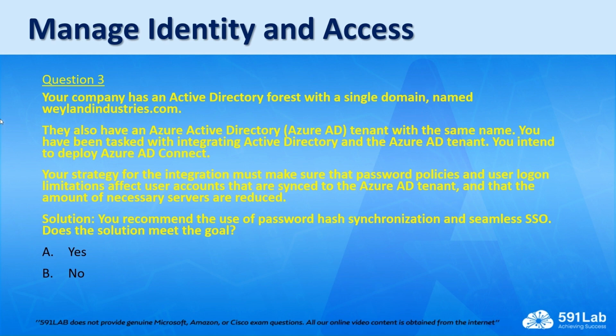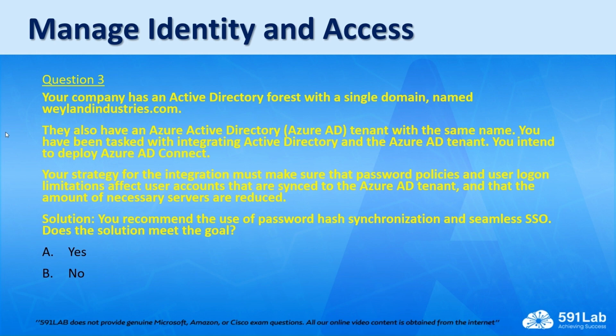Your company has an Active Directory forest with a single domain name waylandindustry.com. They also have an Azure Active Directory, Azure AD tenant with the same name. You have been tasked with integrating Active Directory and the Azure AD tenant. You intend to deploy Azure AD Connect, as we've seen. Your strategy for the integration must make sure that the password policies and user logon limitation affect user accounts that are synced to the Azure AD tenant, and that the amount of necessary servers are reduced. The solution that has been suggested is you recommend the use of password hash synchronization and seamless single sign-on. So, what do you think is the answer before I provide the answer?